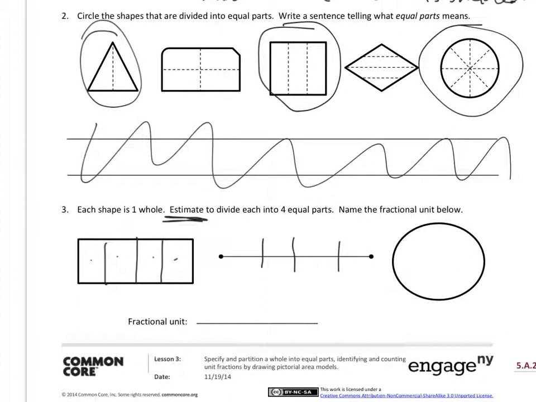So here we're going to come back and go, this is how we divide circles. Cut that half. Now we have 2 halves. And now we have 4 parts. And they're pretty equal. They're not perfect, but it's said to estimate. And so the fractional unit is fourths, because each one of these has 4 parts. So those are fourths.